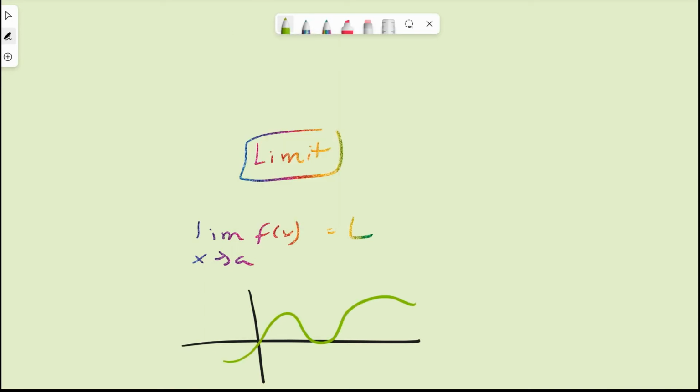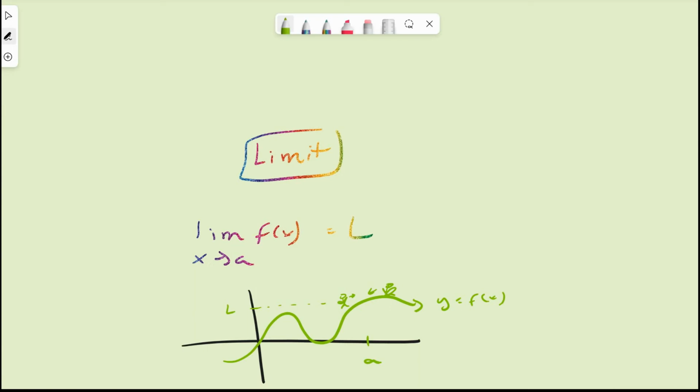I don't know if this will show up very well. If we have some value a here, and this is our function y equals f of x, then if we're traveling along the curve close to a, somewhere around here or over here, walking this way or this way, then we expect to get closer to this value L. So we can make f of x as close to L as we like by taking x sufficiently close to a.